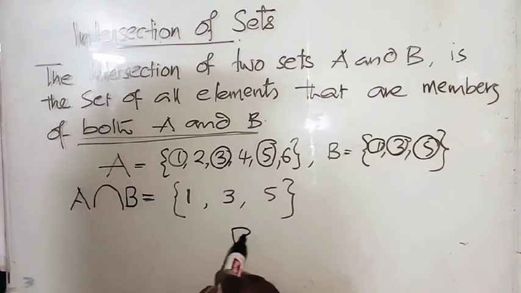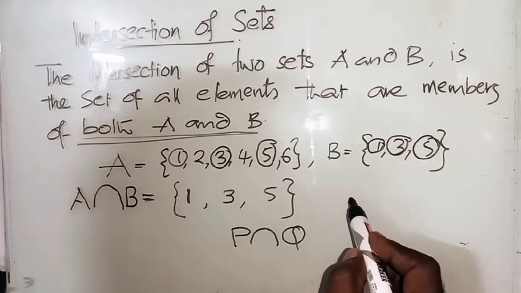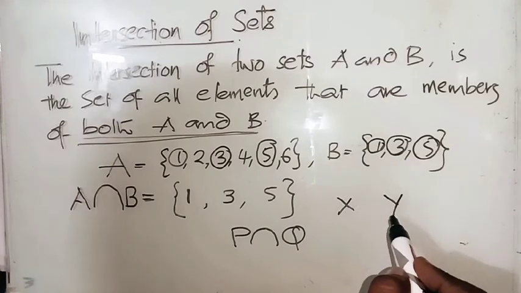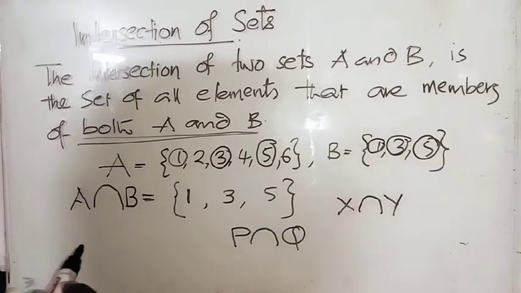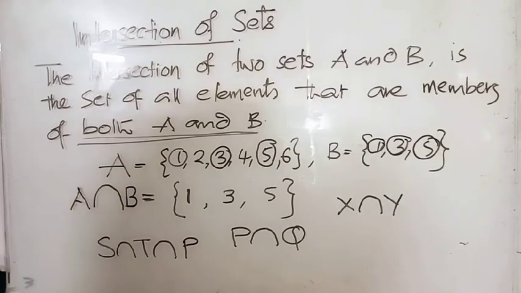If P and Q are two sets, then P intersection Q. If X and Y are two sets, X intersection Y. If S, T, P are sets, then S intersection T intersection P, if the operation is intersection.